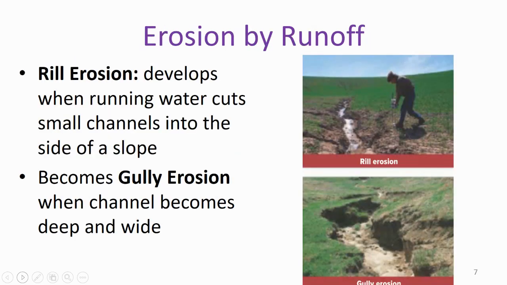We have one form of water erosion, which is erosion caused by runoff. This develops rill erosion. This is when we get small channels in the side of a slope, which you might see around town in some places. And when the channel gets deeper and wider, then it's known as gully erosion. So right here, basically what's happening is that the dirt that would be in that channel has been carried away, which is why it is erosion.